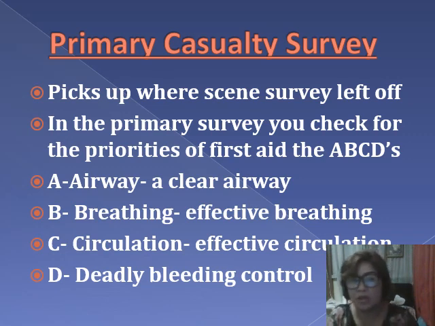Okay, so primary casualty survey, what you need to remember are your ABCDs. A for airway, B for breathing, C for circulation, and of course D for deadly bleeding.